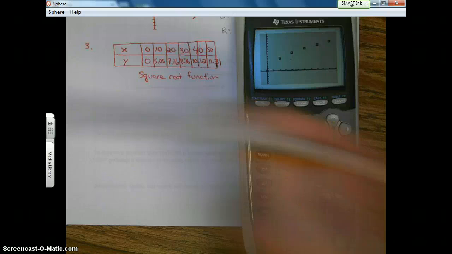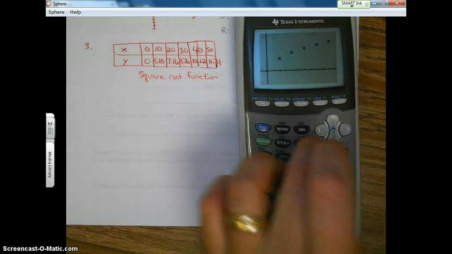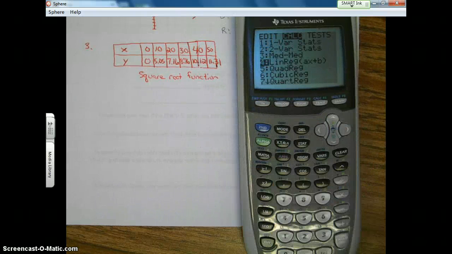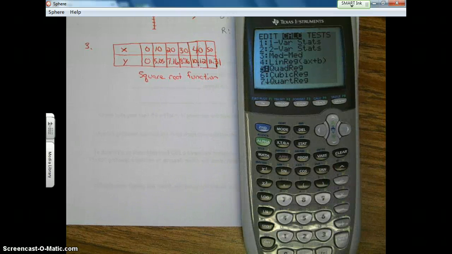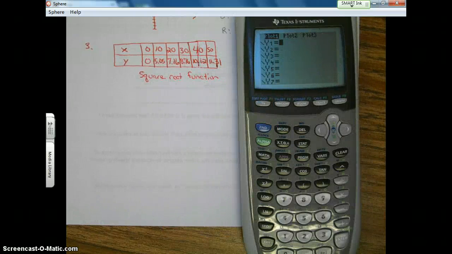Well, we use the guess and check method. Remember, with linear, we can always do a linear regression, but it's not a line. With quadratic, we can do a quadratic regression, but it's not a quadratic. There's not a square root button here that we can press. So, to get the equation, we're going to go to y equals.